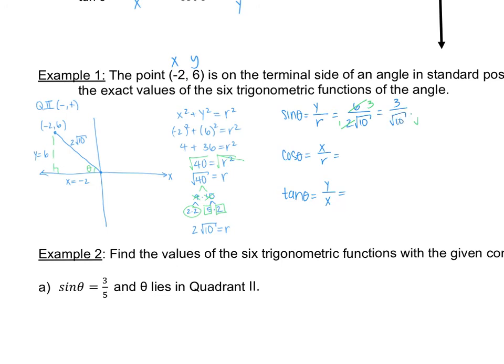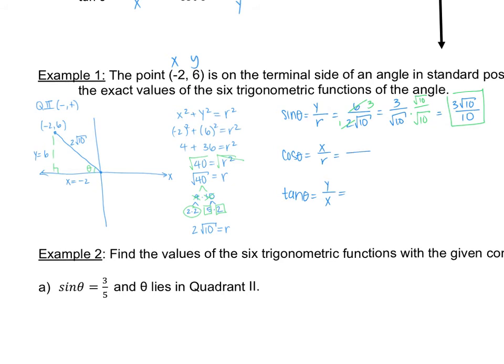That's where I have to multiply the top and bottom by root 10. So I'll go ahead and do that. And so this gives me 3 root 10 over 10, since the two roots of 10 will cancel out the root, leaving me with just 10. And then I can't simplify any further because 3 and 10 don't have any numbers in common. So this would be my final answer for sine.